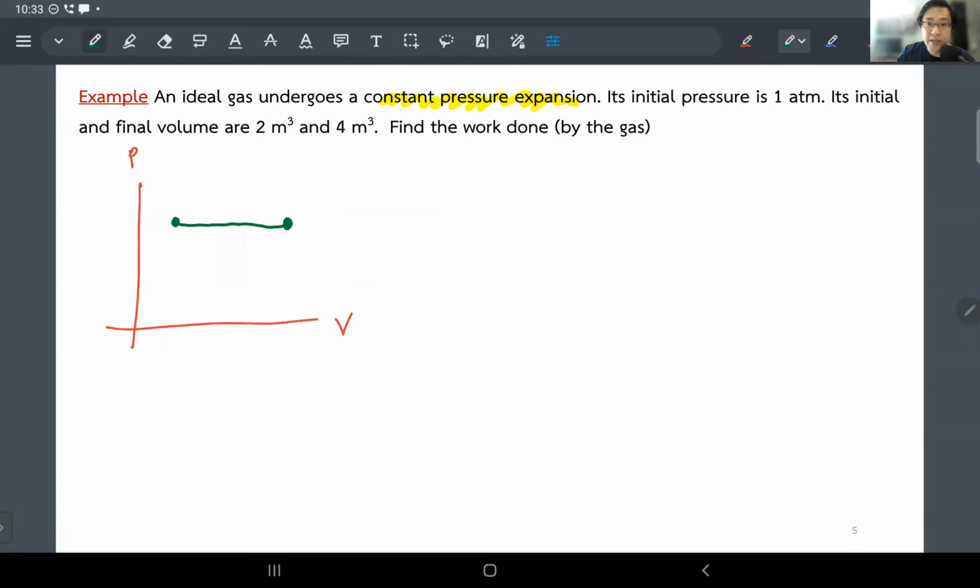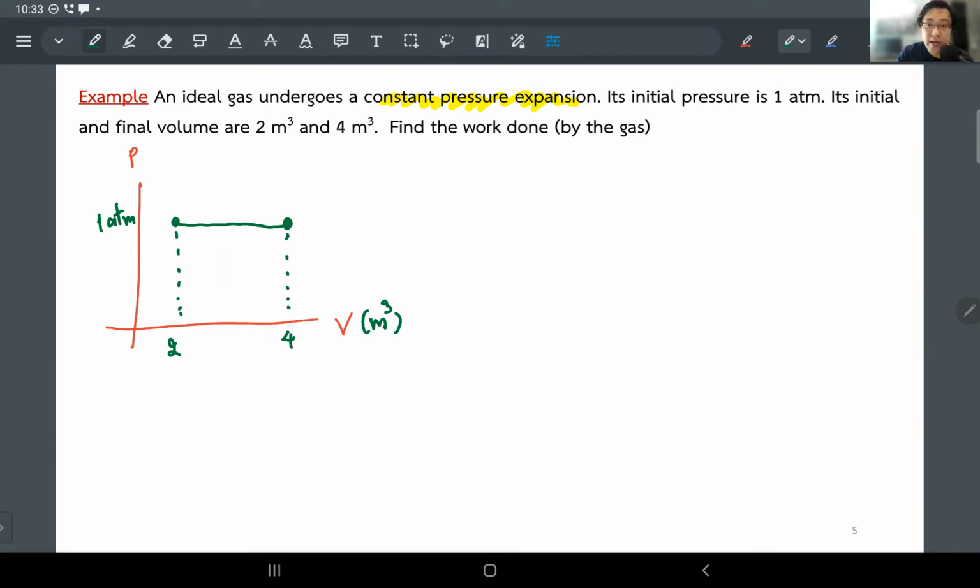Okay. Its initial pressure is 1 atm. So let me mark that, 1 atm. Its initial and final volumes are given to be 2 and 4. So that means the initial volume is 2, the final volume over here is 4, and it's in cubic meter units, which is nice. What is the work done by the gas?